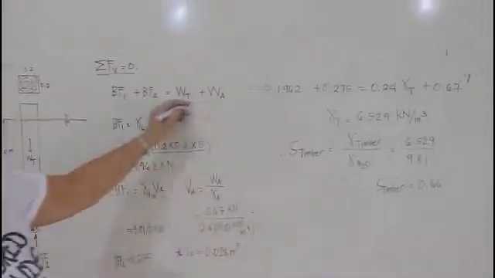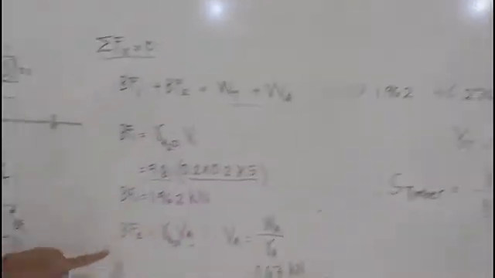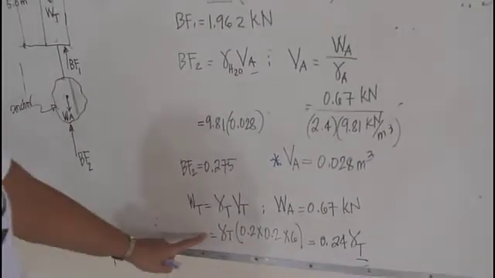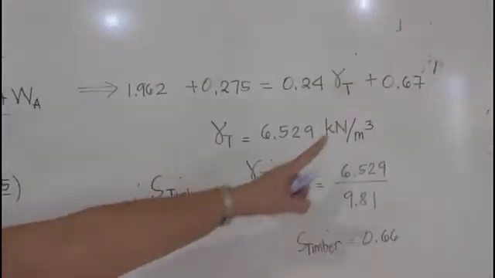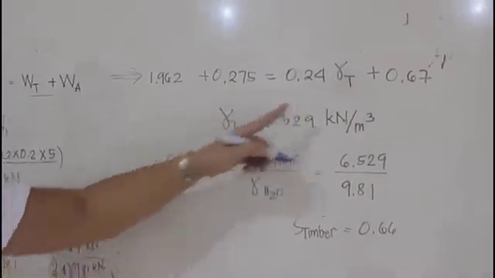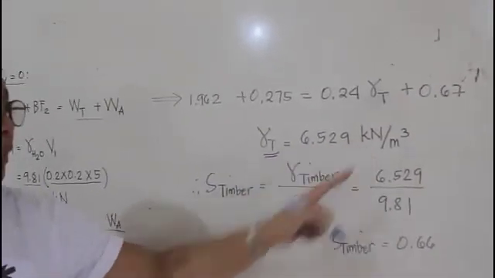Substitute natin dito lahat. Okay, BF1, 1.962. BF2 is 0.275. Then, the weight of the timber is 0.24. And the weight of the anchor is 0.67. So, ito ngayon yung weight ng timber. So, ito lang yung unknown. The weight of the timber is 6.529 kilonewton.